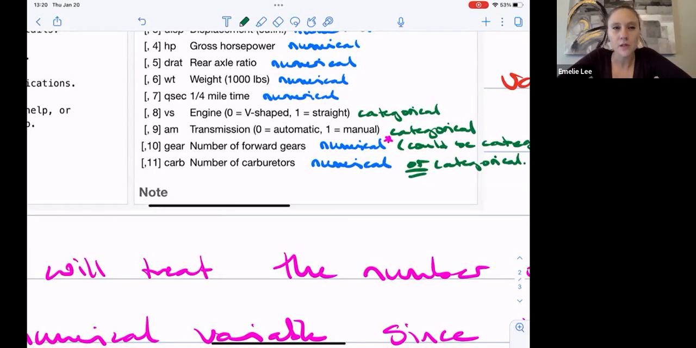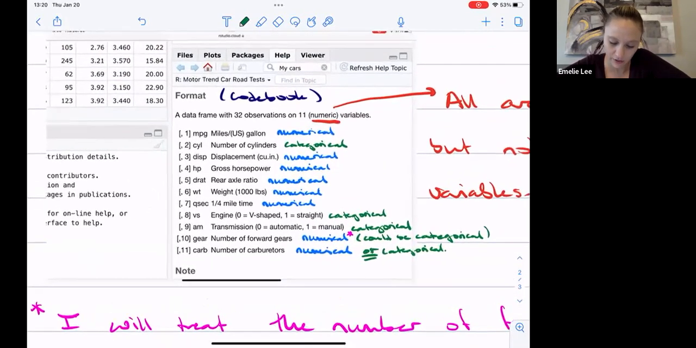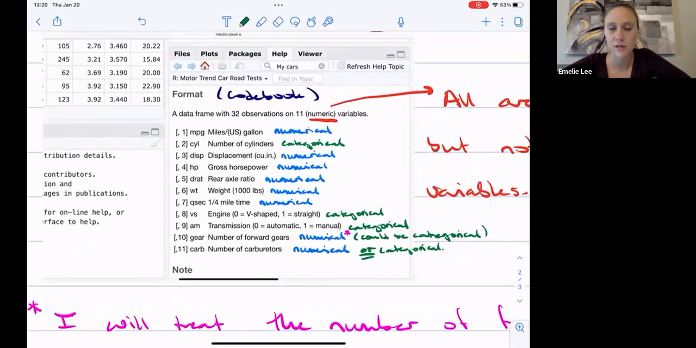Okay, so that's the data set. There's 11 variables, and I think there's 32 observations. Very small data set. Okay, so my analysis, if I only have one response variable, which is always the case, but then I'm only considering one explanatory variable, I'm going to have to pick those two very carefully.